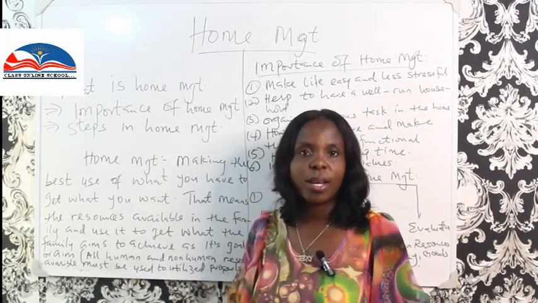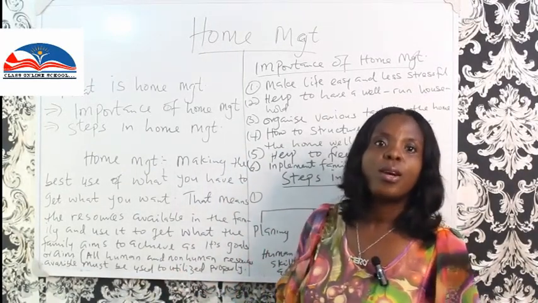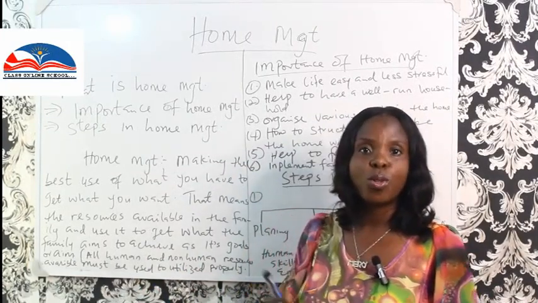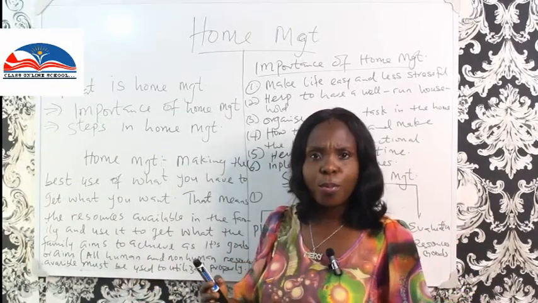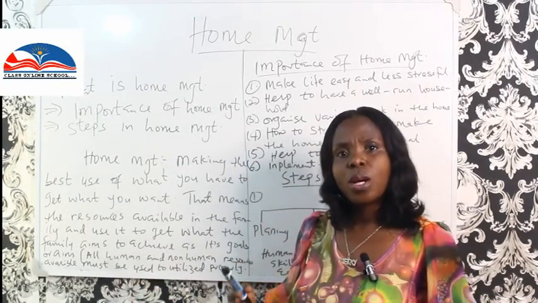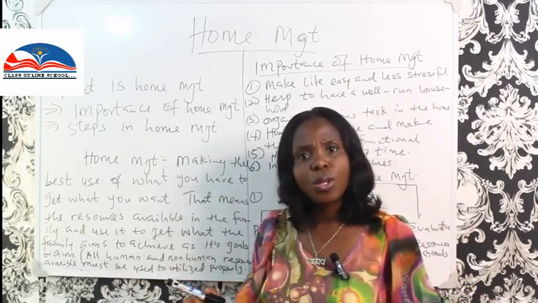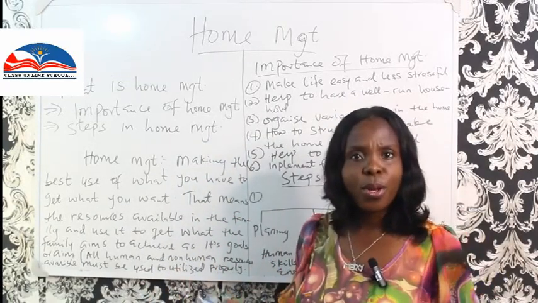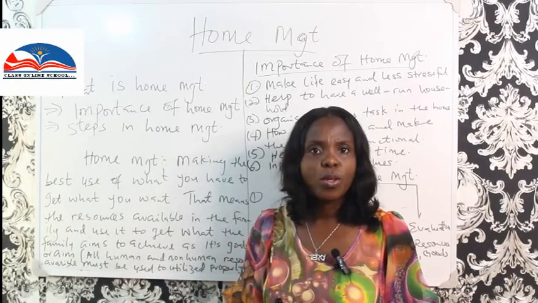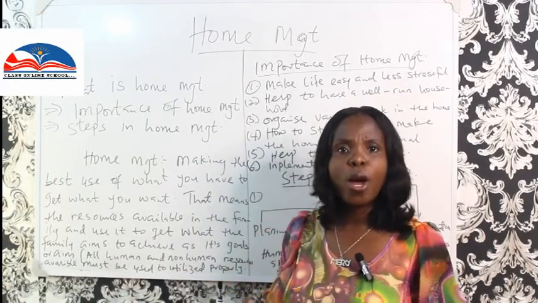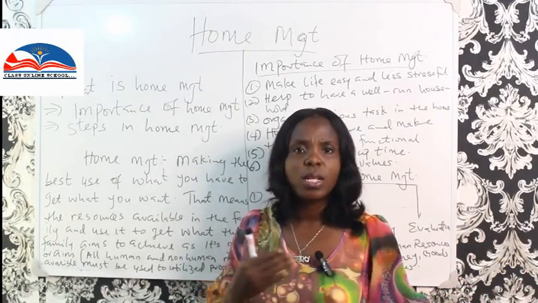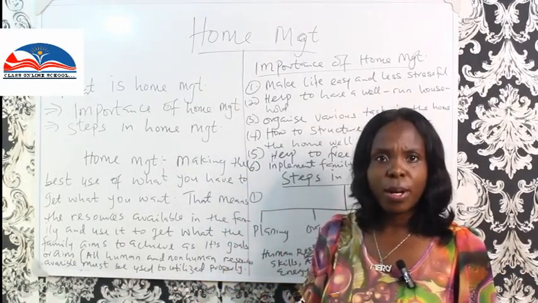All of them boil down to the fact that they want the goals, aim, and objective of the home to be met. Every home has its own goals: the goal to feed well, the goal to live healthy, the goal to manage the home in order for everyone in the home to be well cared for. Values have to be put in place. So all of this is what home management is all about.